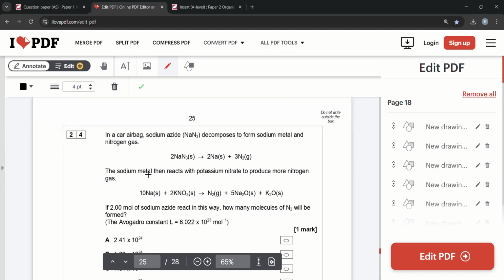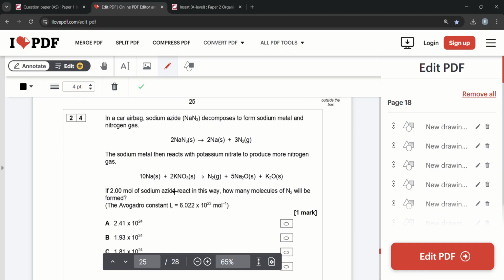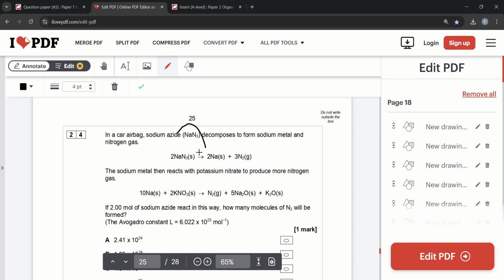And 24 tells me if 2 moles of sodium azide, NaN3, reacts in this way, how many molecules will be formed? So we know 2 moles of sodium azide forms 2 moles of sodium and 3 moles of N2. We also know 10 moles of sodium forms 1 mole of N2.